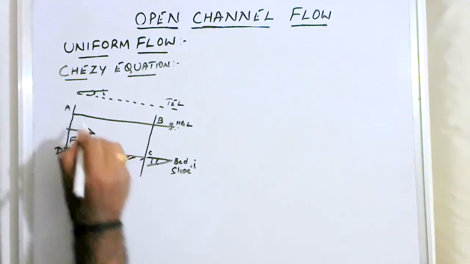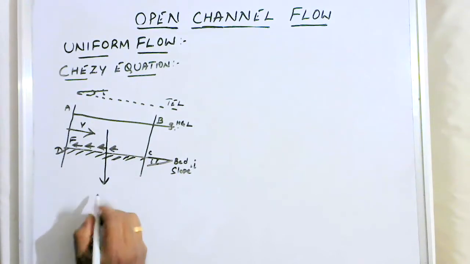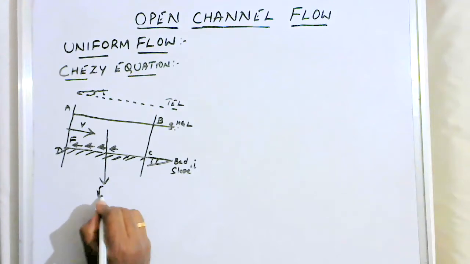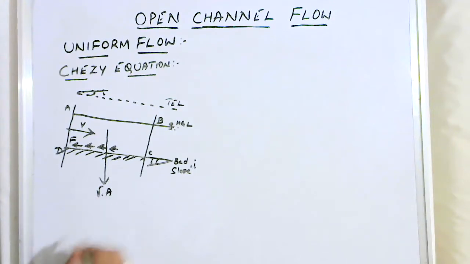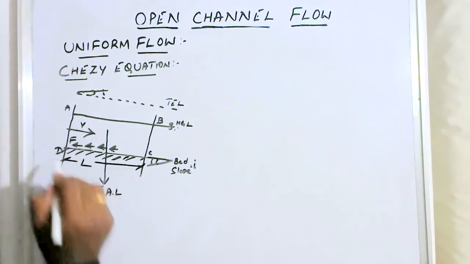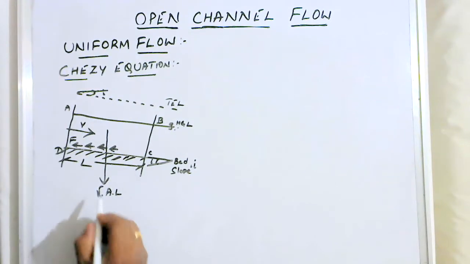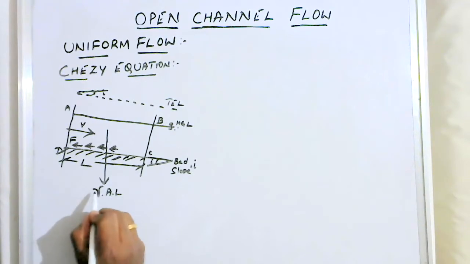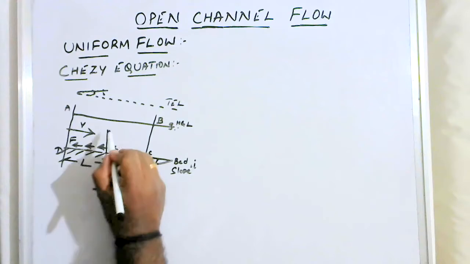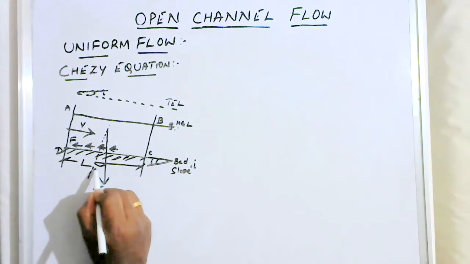Okay. So the weight of this water in this A, B, C, D is given by density multiplied by area multiplied by length L. I'll take L as the length of the channel between these two sections, A, B, C, D. So this is gamma multiplied by area into L, that is density multiplied by volume, which is nothing but the weight. The angle of inclination of this weight is small i.